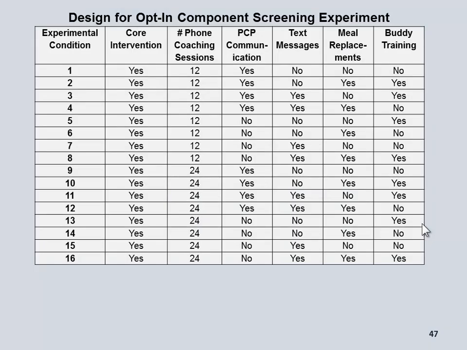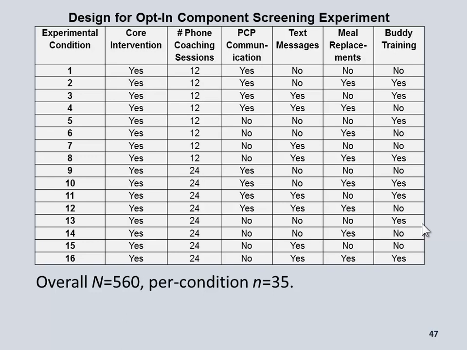So this is the opt-in design. So the overall N is 560, 35 per condition. Now, those of you who are steeped in the RCT tradition might be thinking, how could it possibly be sufficiently powered with only 35 per condition? But in a factorial experiment, the power is driven not by the per-condition sample size, but by the overall sample size. And I'm going to show you why that is right now.